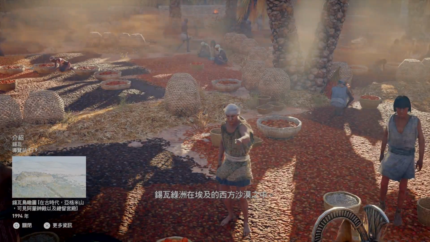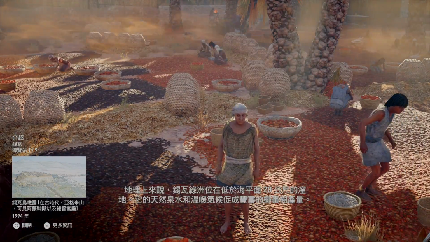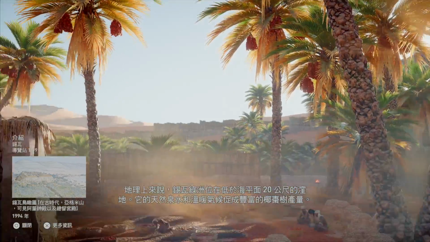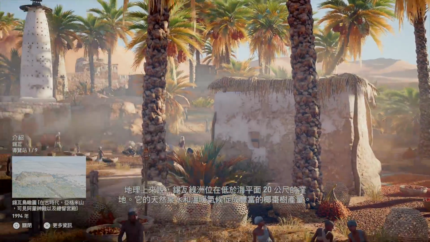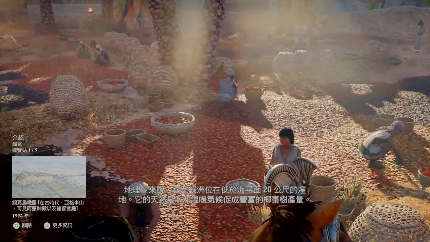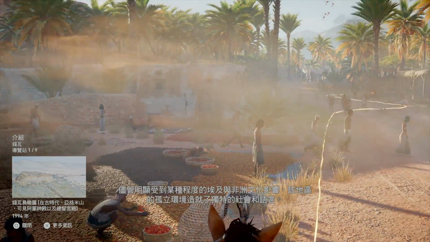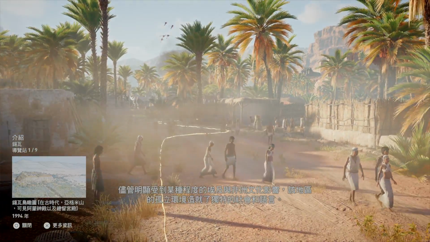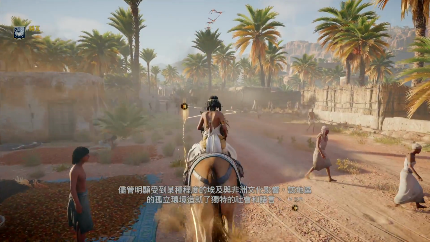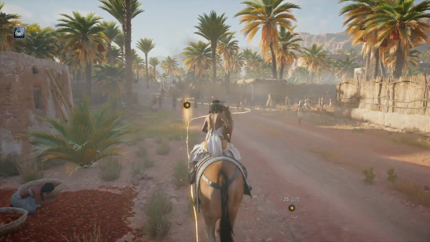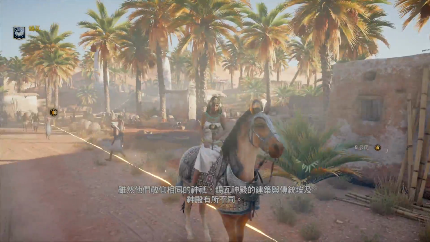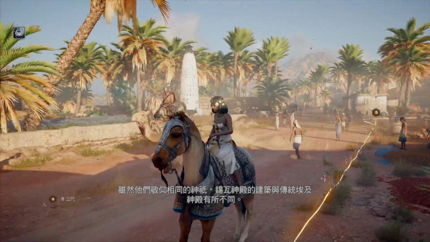The oasis is in the west. Geographically, the Siwan Oasis is located in a depression 20 meters below sea level. Its natural springs and warm climate aided in the bountiful production of date trees. Though clearly influenced to some degree by Egyptian and African culture, the area's isolation resulted in a unique society and language. While they worshipped the same deities, Siwan temple architecture differed from traditional Egyptian temples.